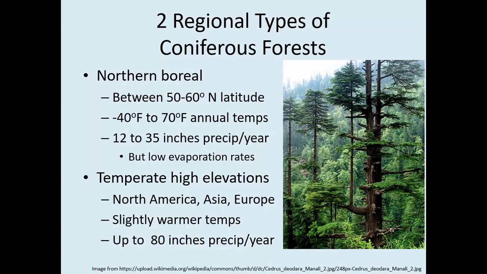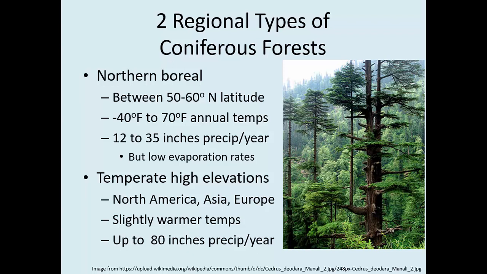There are actually 2 different types of coniferous forests on Earth. There's the northern boreal forest. Canada has this huge area of boreal forest, which is between about 50 and 60 degrees north latitude, and of course there are other regions around Earth at that latitude that also have a northern boreal forest. The temperatures range widely, but they're generally on the cooler side, from minus 40 degrees Fahrenheit in the winter to highs in the 70s.